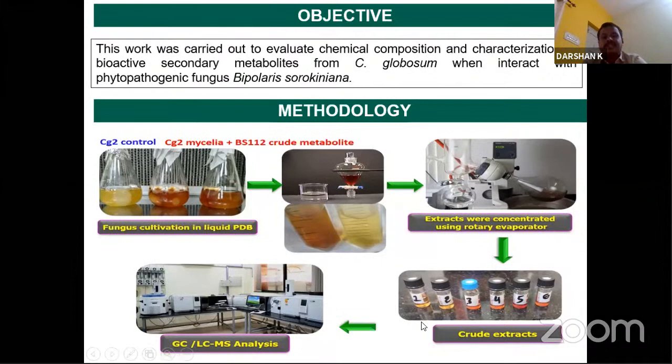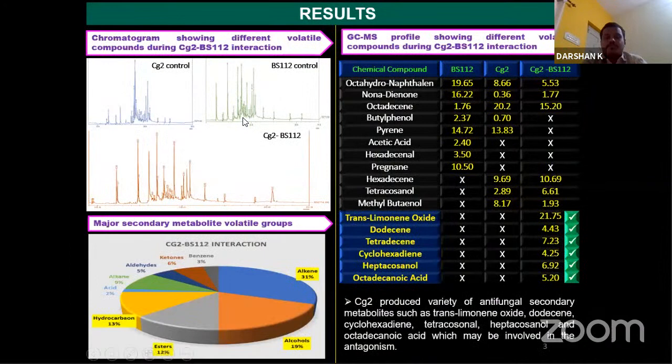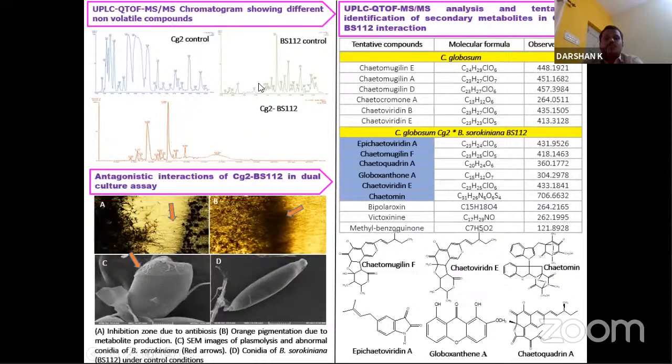The chromatogram shows different compounds detected at different retention times. These are the volatile compounds identified through GCMS when searched against the library. In the interaction, only trans-limonene oxide, dodecenes, tetradecenes, cyclohexadienes and heptacosanols were highly expressed, having antifungal properties. The majority of the compounds belonged to alkene groups, followed by oxygenated alcohol groups. We also proceeded to identify the non-volatile compounds by UPLC-QTOF-MS/MS analysis.